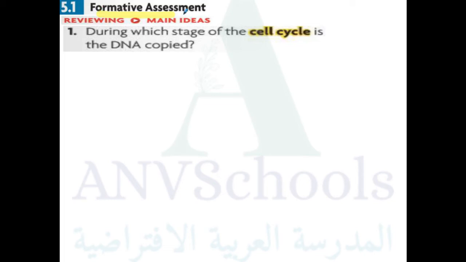So formative assessment 5.1, reviewing main ideas. During which stage of the cell cycle is the DNA copied? So the answer here is during the S stage.